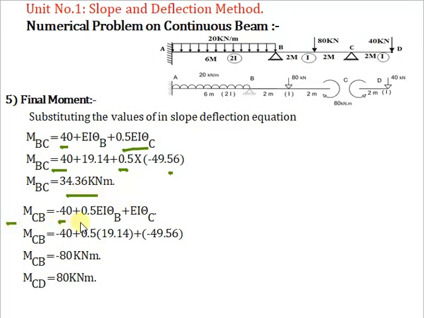MCB is equal to minus 40 plus 0.5 EI theta B plus EI theta C. So by putting in the values, MCB is equal to minus 40 plus 0.5 into 19.14 plus, in bracket, minus 49.56. So we have MCB equal to minus 80 kilonewton meter, and we know that CD is a cantilever portion. So moment at C will be 40 into 2, and it becomes 80 kilonewton meter in an anticlockwise sense. So here we can see the end moments at C are both the same in the opposite sense at joint C.